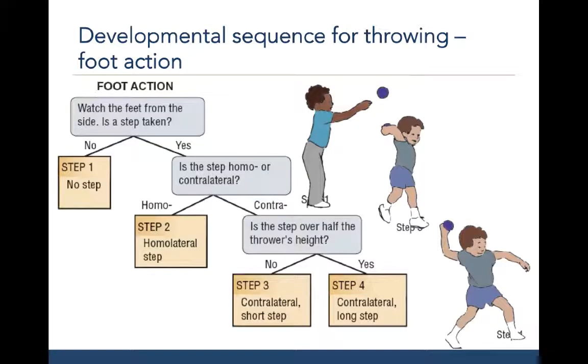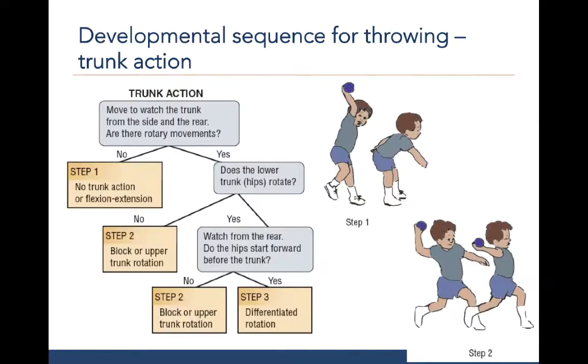Now let's examine the observational plan for throwing in more detail. For the sake of brevity, we will focus only on the most proficient movement pattern for each component. However, you should look at each major question that differentiates the different steps in the developmental sequence. First, we will look at the foot action. Again, as we saw on the last slide, step 4 is characterized by a long contralateral step, which is evident in the bottom right corner.